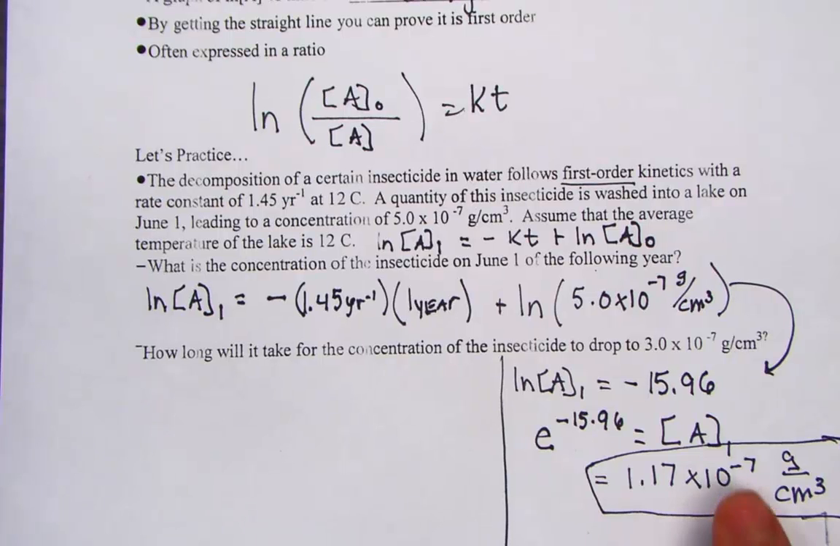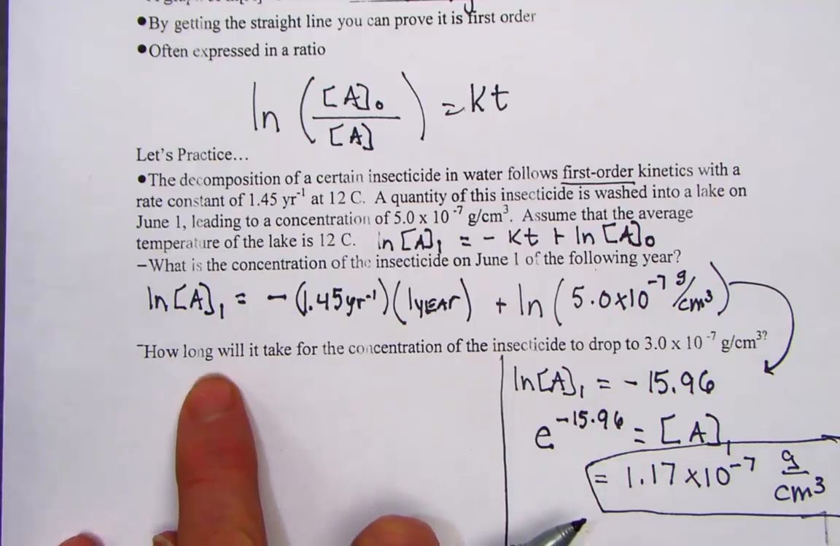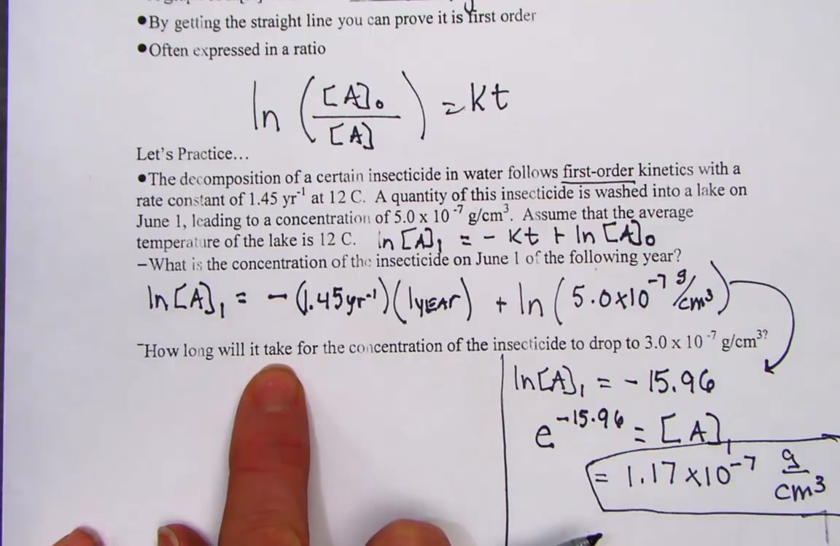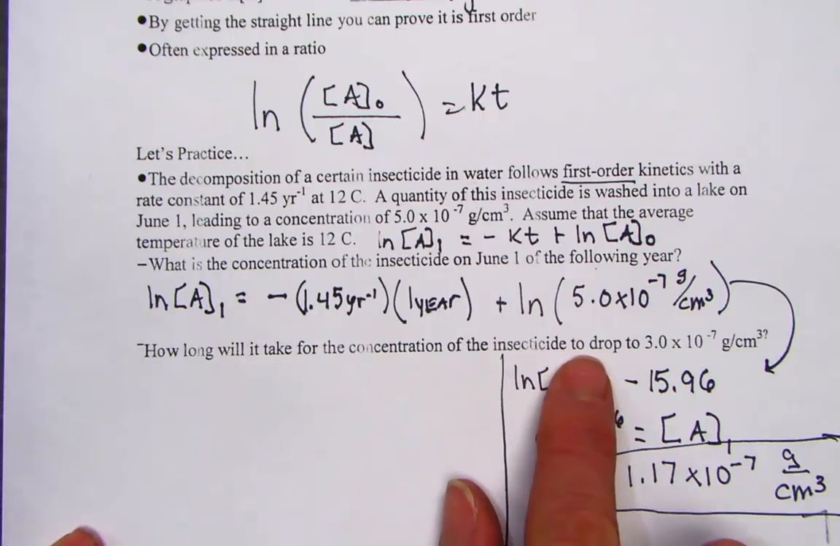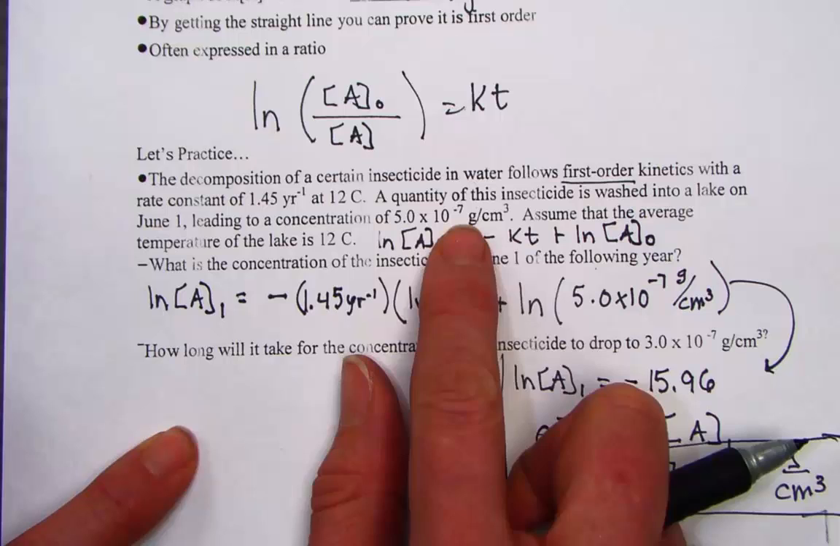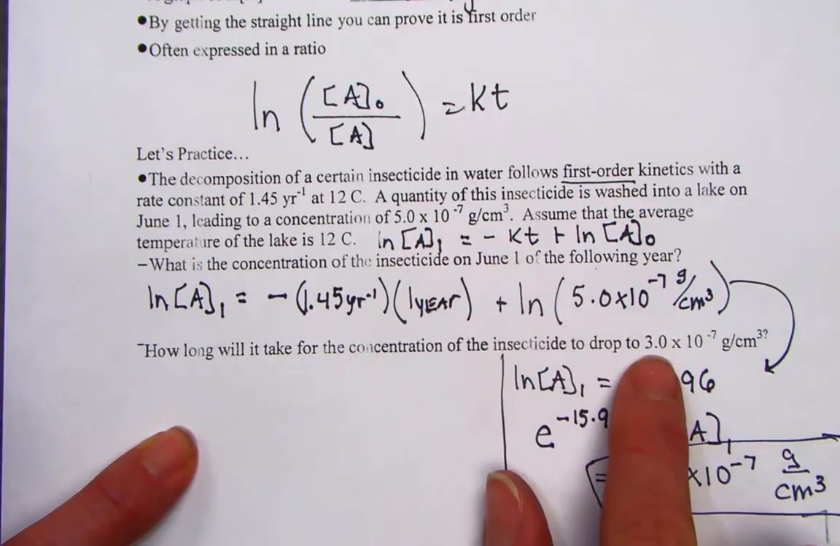Now along with this question, how long will it take for the concentration of the insecticide? How long will it take? Looks like we're being asked to solve for t. That's the time variable. How long will it take for the concentration of the insecticide to drop to 3 times 10 to the negative 7th? We know the initial concentration from the story problem. It started at 5. It's dropping down to 3. How long is that going to take?